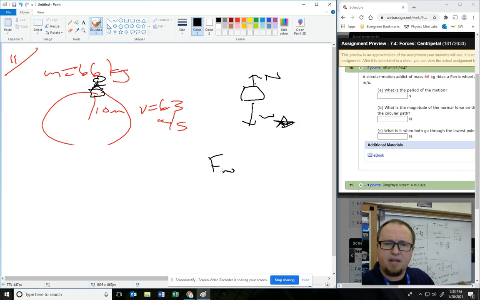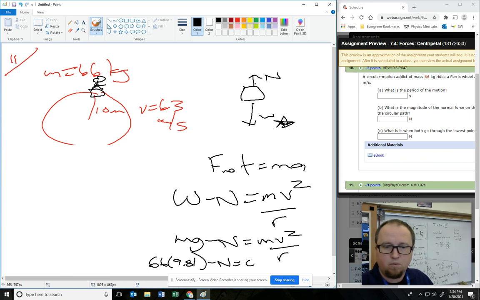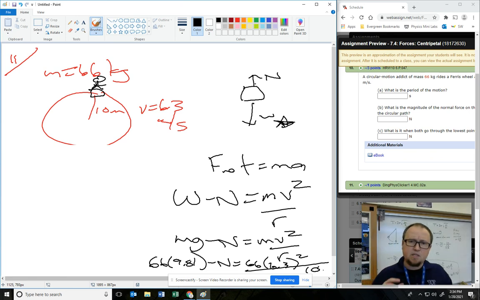So here, F net equals ma. Well, your acceleration in the circle is v squared over r. Now my F net is w minus n. So mg minus n equals mass times velocity squared over r. Now, I can't cancel out m's because it's not in everything. I'm going to plug it all in: v, 6.3 squared. Don't forget the squared. I always forget the squared. Divided by r. Solve for the normal force. You should get a number smaller than w. If it's bigger, you did the math wrong.